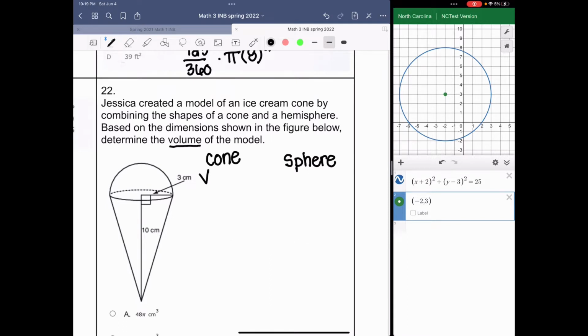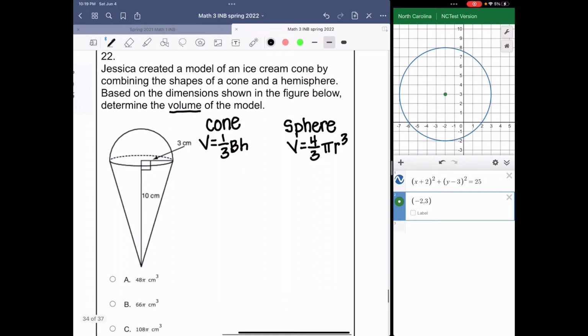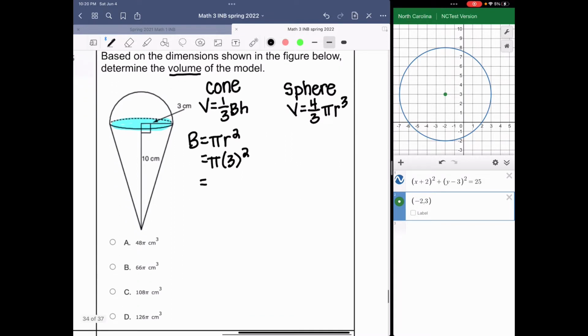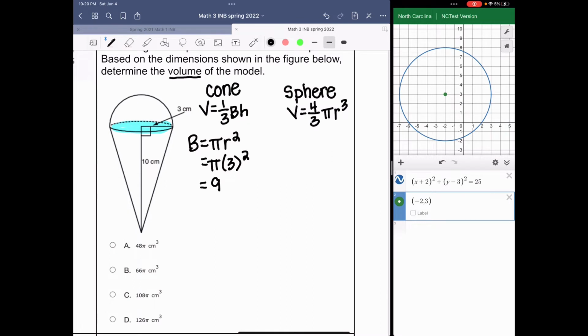So remember, the volume of a cone is 1/3 my base times my height. The sphere is 4/3 pi r cubed. So the first thing I'm going to do is find the area of my base here, which is a circle. So I'm going to find the area of a circle, which is pi r squared. My radius is 3, so I have pi times 3 squared. For right now, I'm just going to leave it in terms of pi because I see my answer choices are in terms of pi. So this is 9 pi.